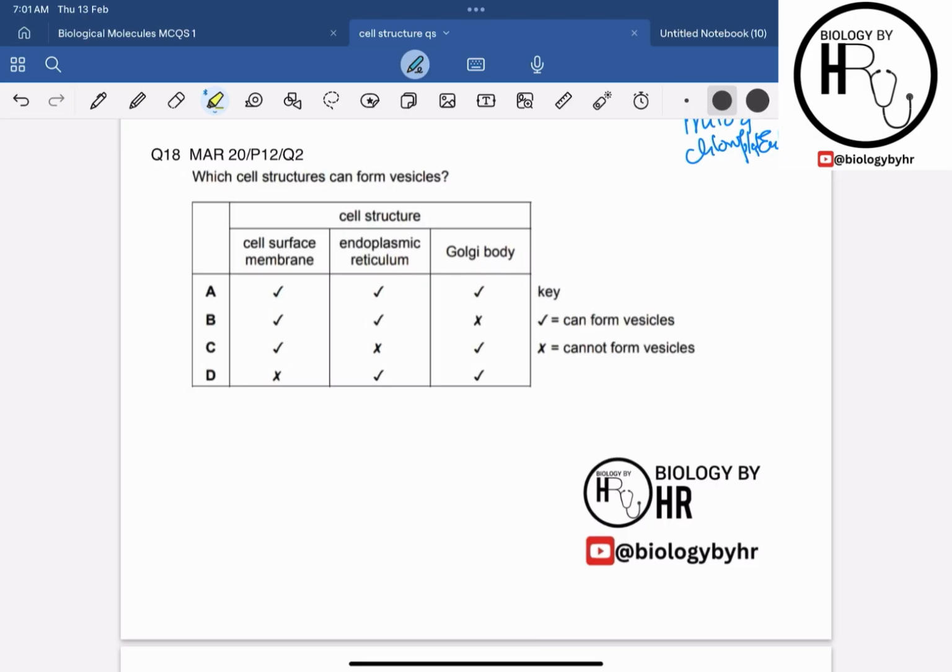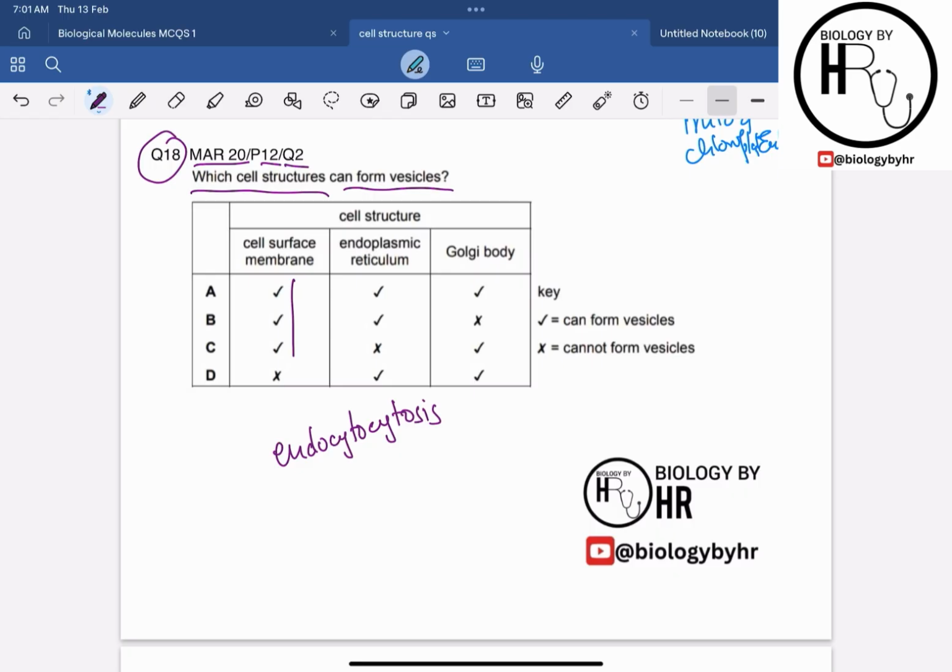Now in question number 18, which is from March 2020 paper 1 question 2, it asks which cell structures can form vesicles. Yes, the cell membrane can form vesicles during endocytosis, which is the process of ingesting material inside the cell.